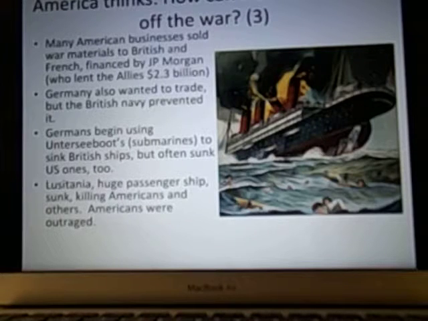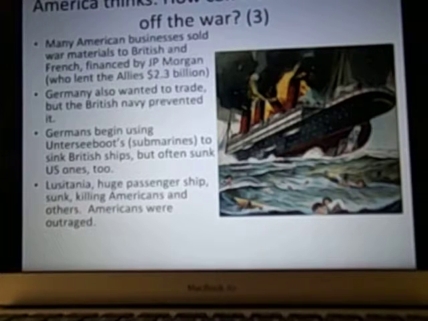And America, of course, looked at the war and thought, we don't want to get in it, but we'd love to make money off of it. So selling guns and stuff to the British, maybe even the Germans, the French, whoever, would make the U.S. a lot of money. So, for example, J.P. Morgan sent $2.3 billion to the British and the French. That gave them a lot of money.